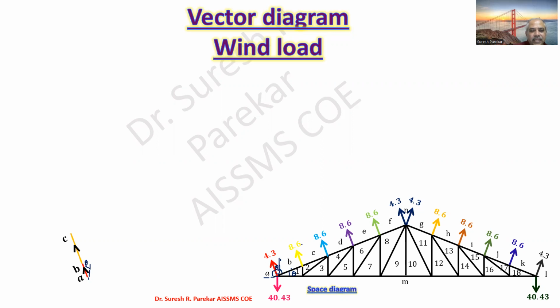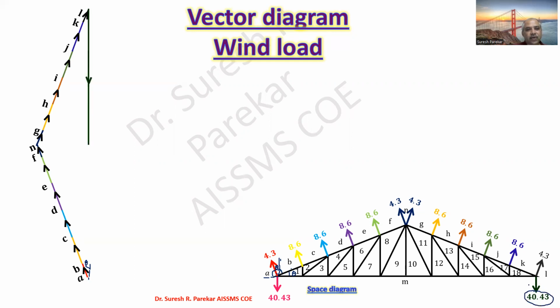AB red, then BC yellow. Similarly, we have this parallel to these forces. Now you can see we have L. Now LM we have in the downward direction. This is vertical and then downward. So again, this is a closed polygon, and a closed polygon means the resultant is 0.